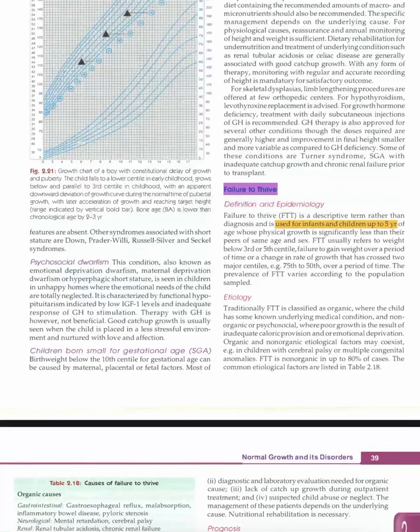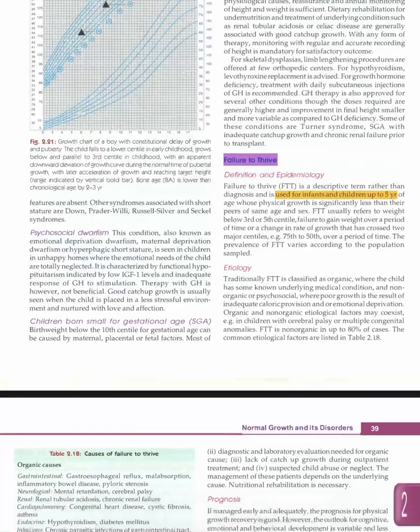The prevalence of FTT varies according to the population sampled. Etiology. Traditionally, FTT is classified as organic, where the child has some known underlying medical condition, and non-organic or psychosocial, where poor growth is a result of inadequate caloric provision or emotional deprivation. Organic and non-organic etiological factors may coexist. For example, in children with cerebral palsy or multiple congenital anomalies, FTT is non-organic in up to 80% of cases. The common etiological factors are listed in table 2.18.